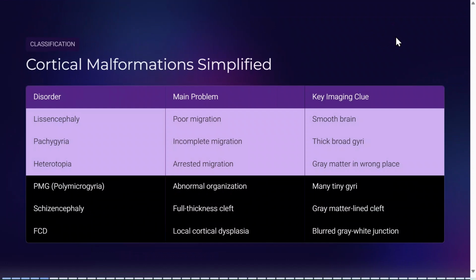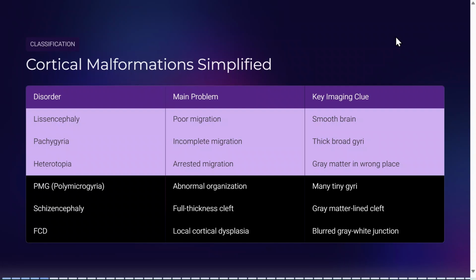Now we come to the simplified version of cortical malformations. Here is a quick reference table: 6 disorders, 3 processes. I have highlighted the 3 similar ones in pink, which are Lissencephaly, pachygyria, and heterotopia. These are basically problems with migration. If there is very poor migration, there is a smooth brain. Lissencephaly means smooth brain. Pachygyria means incomplete migration, like there is some migration, and heterotopia means arrested migration, and gray matter is then arrested in the wrong place.